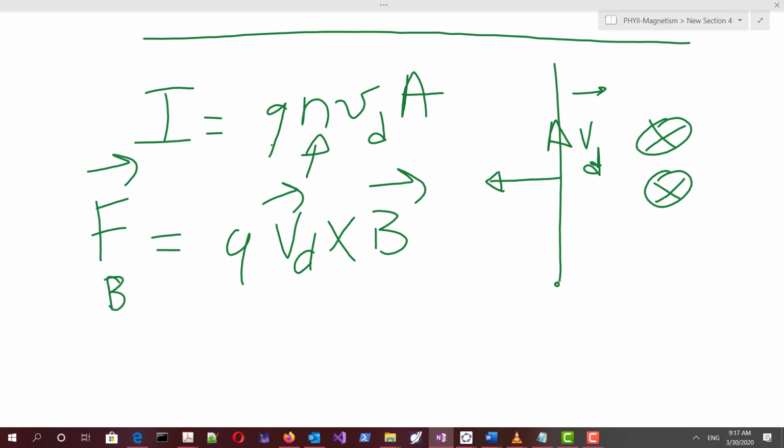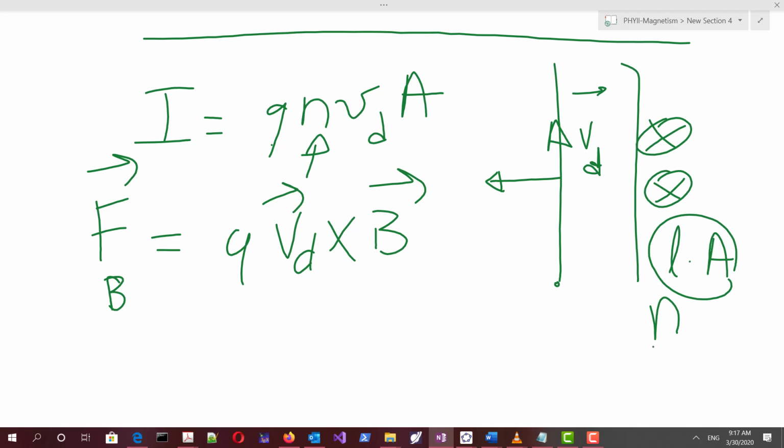The combination of this, if I would sum this, because this is an individual charge, and I'm talking about n times A times L. So this is the length of the wire, because the volume is L times A, and in this volume I have n charges per unit volume. So this is the density of the charge carriers times the volume, which is LA. Namely, the cross section is A, and the length of the wire I'm taking to be L. So at the end of the day, the total force, since this is on an individual charge, this is an ith charge, if you wish.